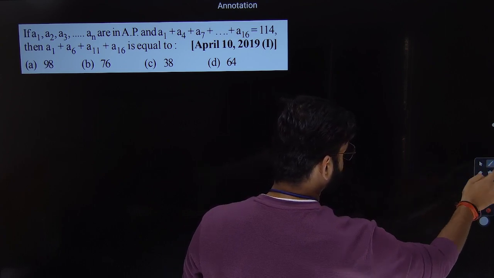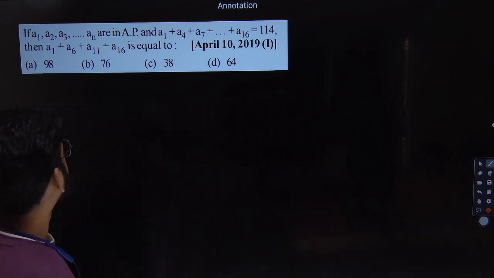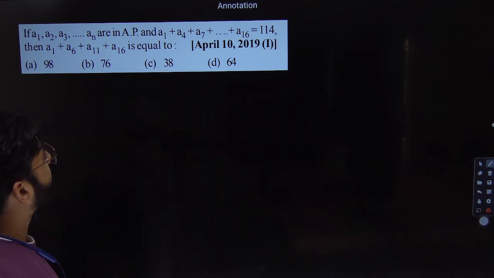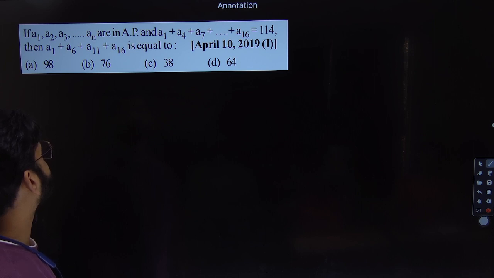Now try to solve the question. A4, A1, A16, this thing. And you need to find what? A1 plus A6 plus A11 plus A16.